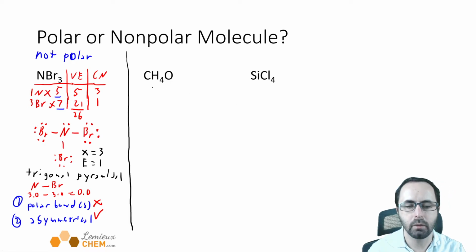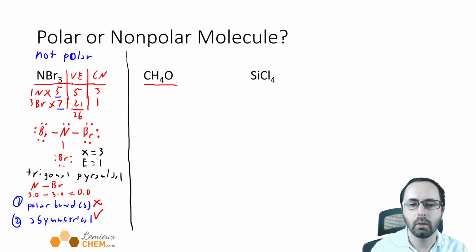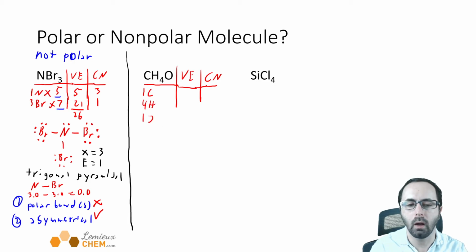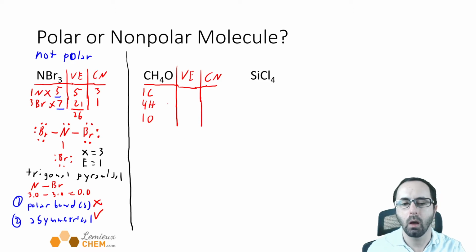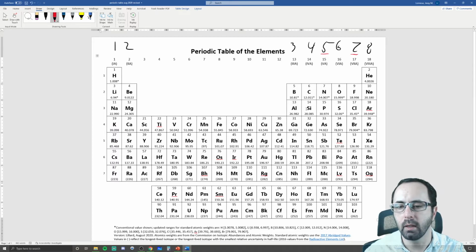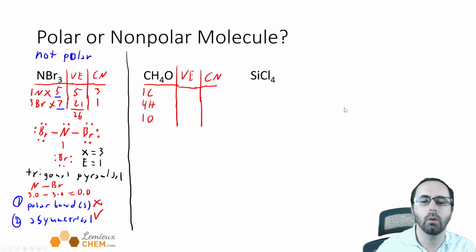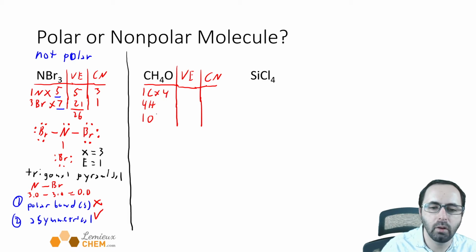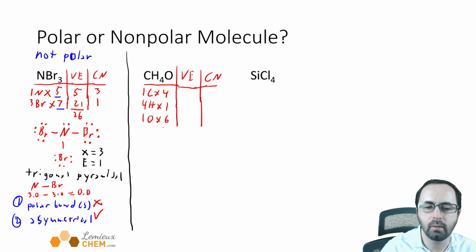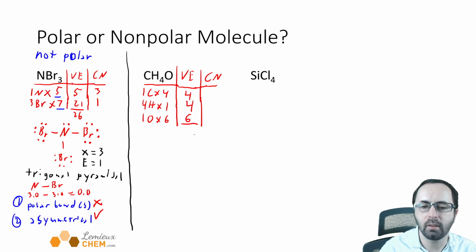Okay, and then I'm going to go back to a structure we actually drew last week, but I'll quickly draw it again. Valence electrons, covalence number. We've got 1 carbon, 4 hydrogens, and 1 oxygen. This one was on the homework last week. Carbon is group 4, hydrogen is group 1, and oxygen is group 6. So each carbon has 4 valence electrons, each hydrogen has 1, and each oxygen has 6. That's 4 from the carbon, 4 times 1, 4 from the hydrogens, and 6 from the oxygen. So altogether we have 14 valence electrons for this molecule.